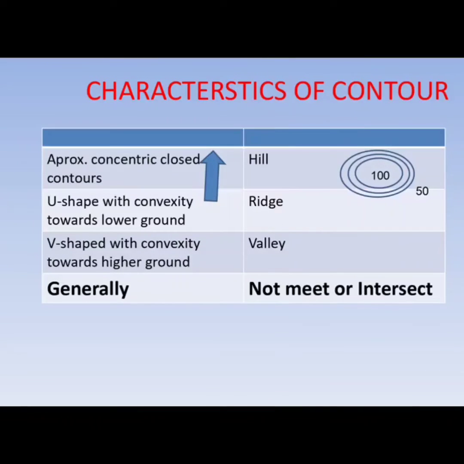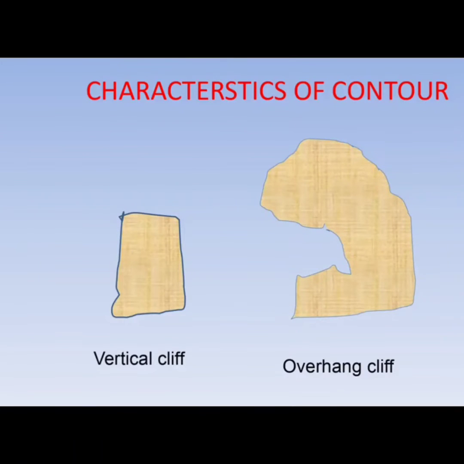Generally, contours will not meet or intersect. In case of vertical cliffs and overhanging cliffs, contours will intersect and meet with each other, because at the same points two levels will be there in case of cliffs.